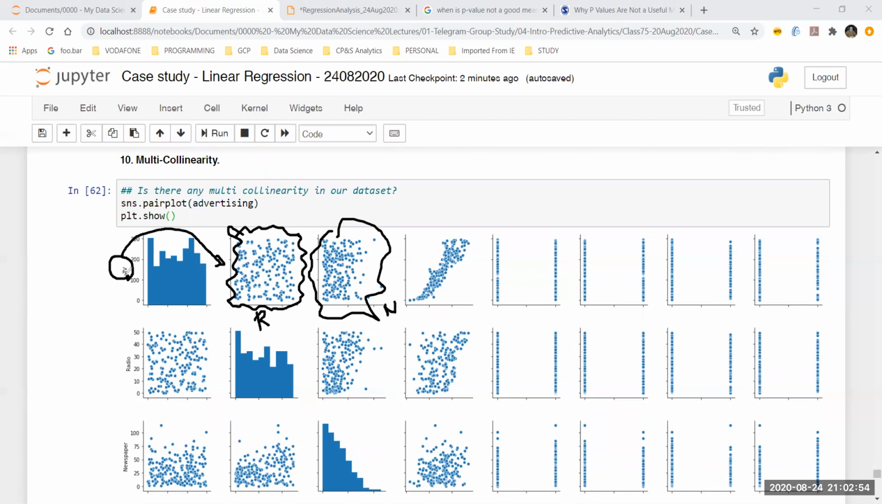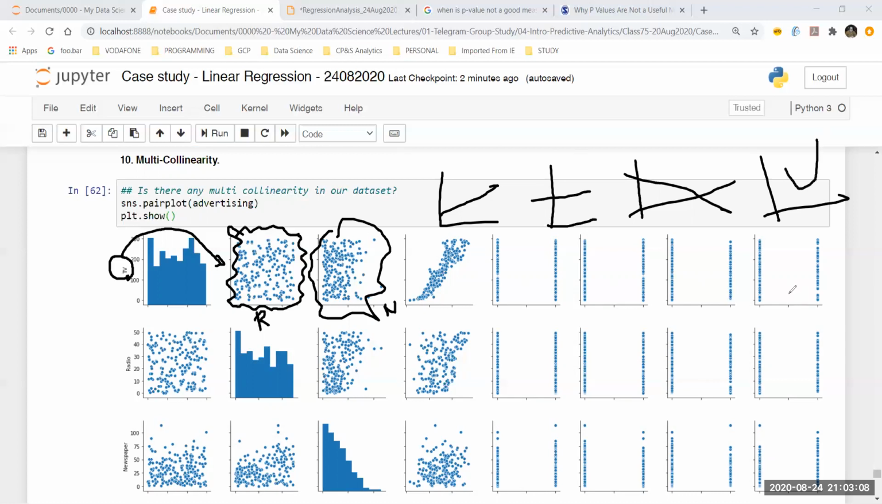So TV does not have any kind of relationship. It might be a relationship like this, or like this, or like this. It can be any kind of relationship. It may well even be a relationship like this, or like this. There is no such relatable thing that I see between radio and TV, or between newspaper and TV, which is very good news.